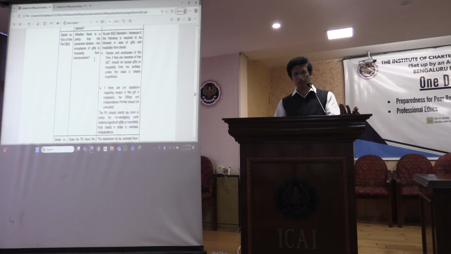Again, gifts, they have also defined. Here also it says, you should clearly lay down a policy for not accepting such material, significant gifts. Like if you are doing a real estate company, the owner says that I will give you one of the flats. Now, is it at arm's length price is what you have to establish. Generally they will not be, but there is a probability, since you know the client, you would like to buy an apartment. The question is, can you establish it's at the arm's length price?